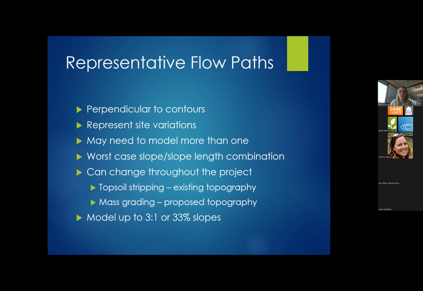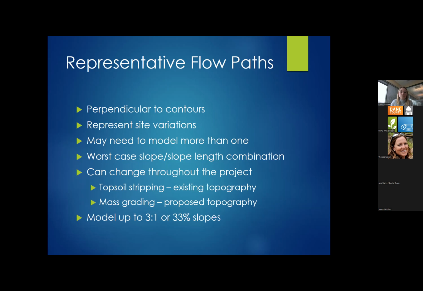You can and maybe will, like I said before, need to model more than one slope. So we want it to be representative of your site, but we also want it to be the worst case scenario. And this could look like maybe a long, shallow slope, maybe a short, steep slope. We usually see that a shorter, steeper slope produces a higher soil loss than a longer, more shallow slope. And you may also have these slopes change during grading.